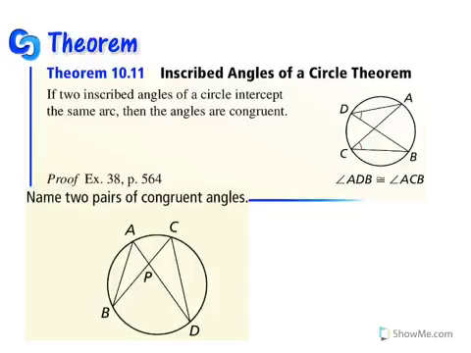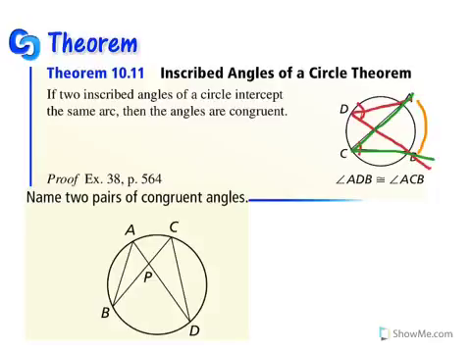Okay, here is a theorem. It's the inscribed angles of a circle theorem. If two inscribed angles of a circle intercept the same arc, then the angles are congruent. Okay, they show us right here. Those two angles are congruent, and they are congruent because when we follow our angle to see what arc it goes with, that goes with arc AB. And if we follow the other angle, that angle would also go with arc AB.